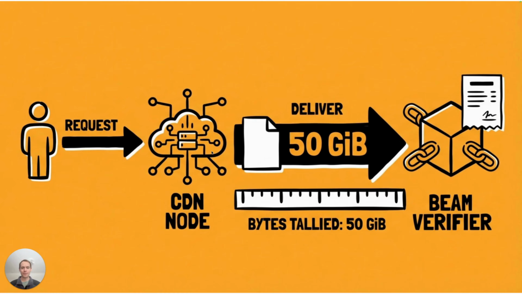And here's something worth knowing. The tracking happens through the Beam verifier contract, which means every single delivery gets recorded on chain with the exact byte count. You can audit this yourself anytime you want. The data is completely public.